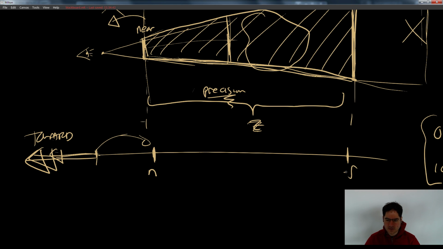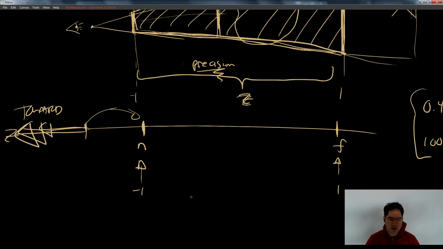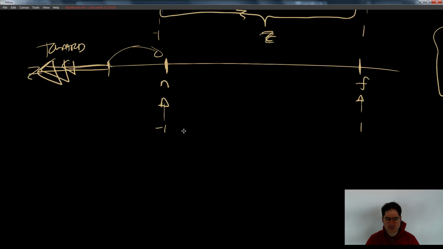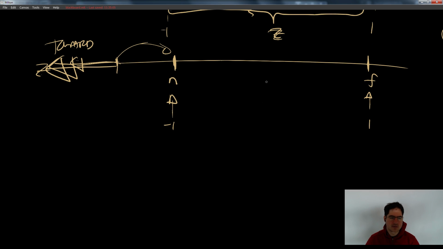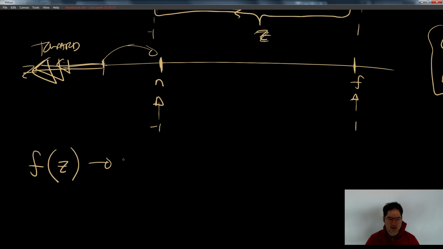Here's my near, here's my far, and I've got my incoming z. How do I map it so that this becomes -1 and this becomes 1, which is what I said I wanted? Well, I know some equations. I know some things that I want to have happen. Essentially I've got a function that I want to define that a z value comes into, and whatever my z buffer value is comes out. So this produces that z buffer value that's supposed to be -1 to 1.